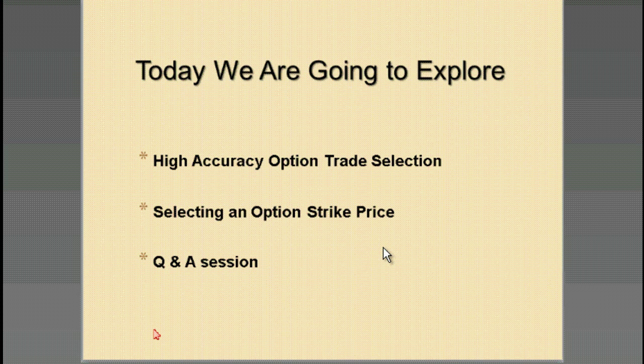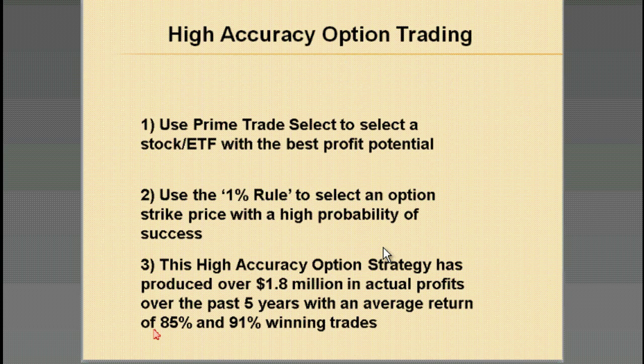As you know, depending on which stock you're trading options in, let's say you wanted to trade options in Apple or Google, there could be literally thousands of different strike prices to choose from. So I have a very simple rule of thumb called the 1% rule that allows us to select a strike price with a high probability of success. And then I'll have a question and answer session at the end of the presentation. I'd be glad to answer any questions.